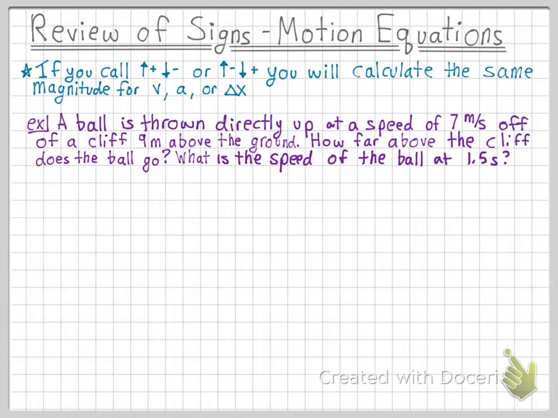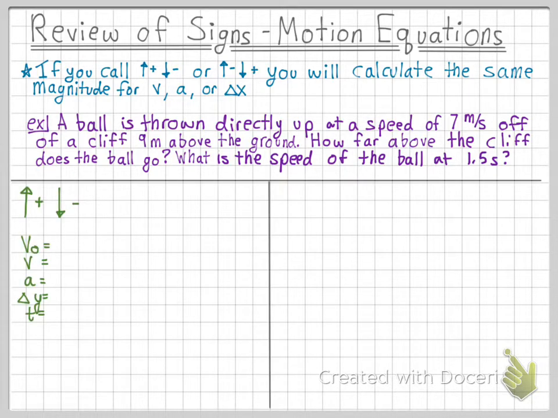A ball is thrown directly up at a speed of 7 meters per second off of a cliff 9 meters above the ground. How far above the cliff does the ball go, and what is the speed of the ball at 1.5 seconds? So we're going to do this calculation twice. Once using up as positive and down as negative, and another time as calling up as negative and down as positive. So first let's fill in our table.